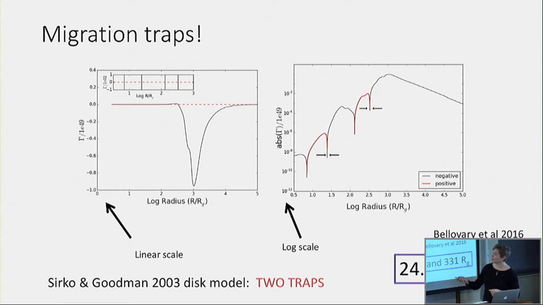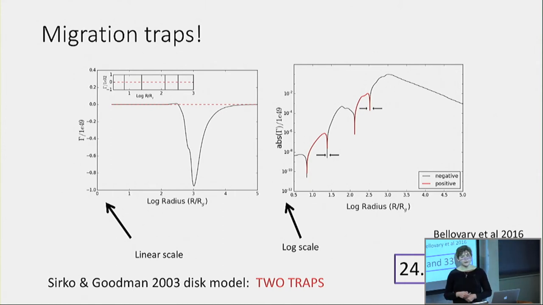So according to this calculation, there are two migration traps in terms of the gravitational radius for a 10^8 solar mass black hole. There's one at about 25 and one at about 300 R_G within the disk. So cool. Maybe there's some promise to this.